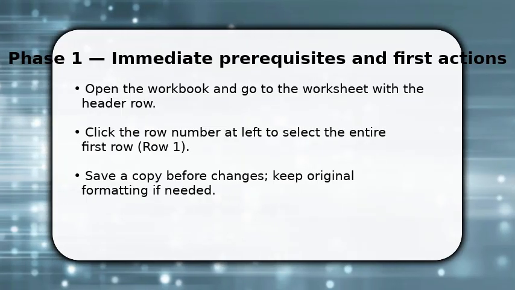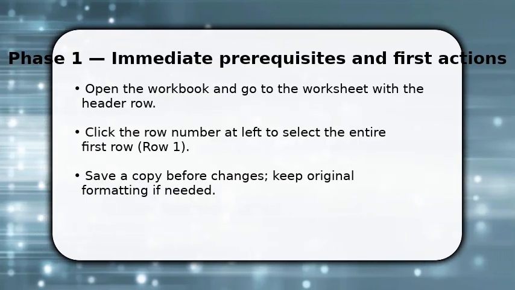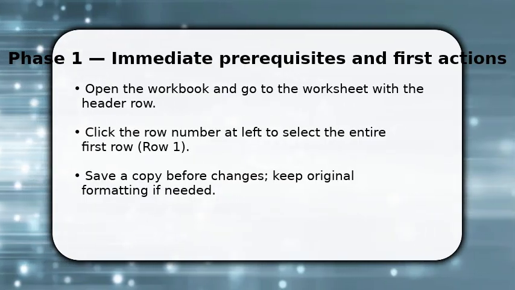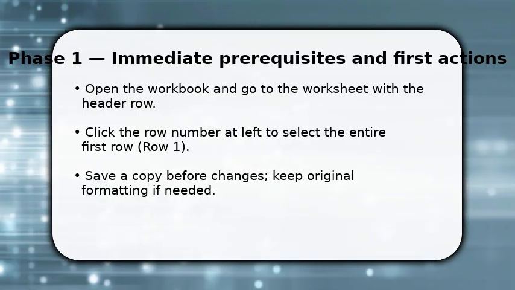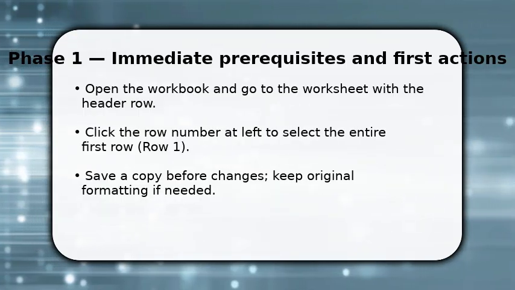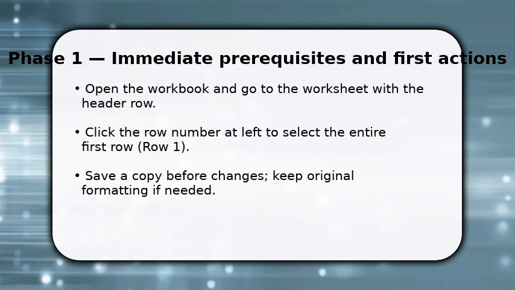You start by selecting row 1 so Excel knows which row to freeze. Click the number 1 at the worksheet edge. Once done, make sure you saved a backup copy. This protects formatting and data if you need to revert.